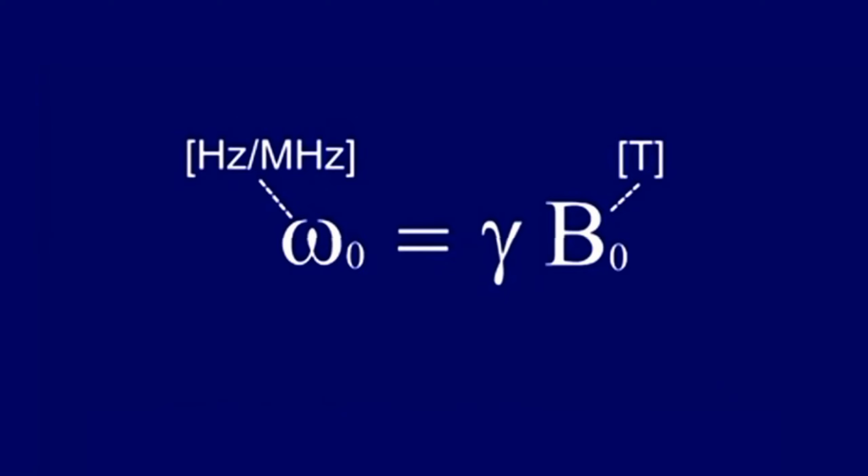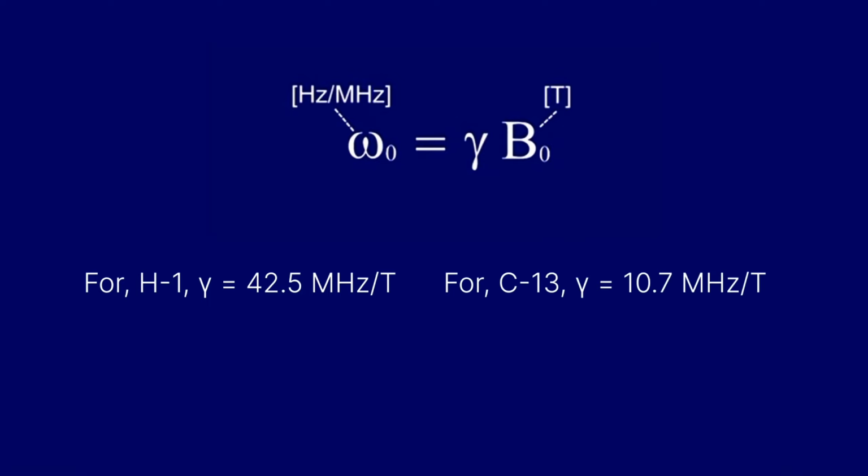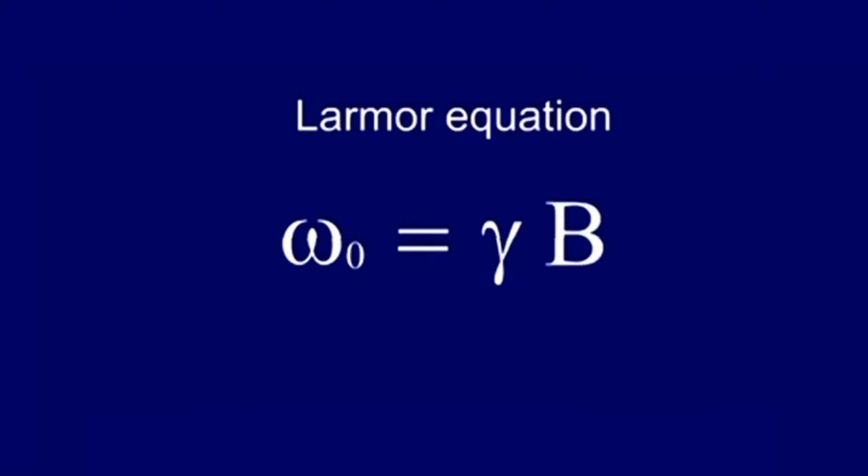The gyromagnetic ratio is different for different nuclei. For hydrogen-1 nuclei, the gyromagnetic ratio is 42.5 MHz per Tesla. And for carbon-13 nuclei, the gyromagnetic ratio is 10.7 MHz per Tesla. The Larmor equation, in short, states that the precessional frequency becomes higher when the magnetic field increases. Since the gyromagnetic ratio is different for different nuclei, this means that, at the same external magnetic field applied, the precessional frequency will be different for different nuclei.